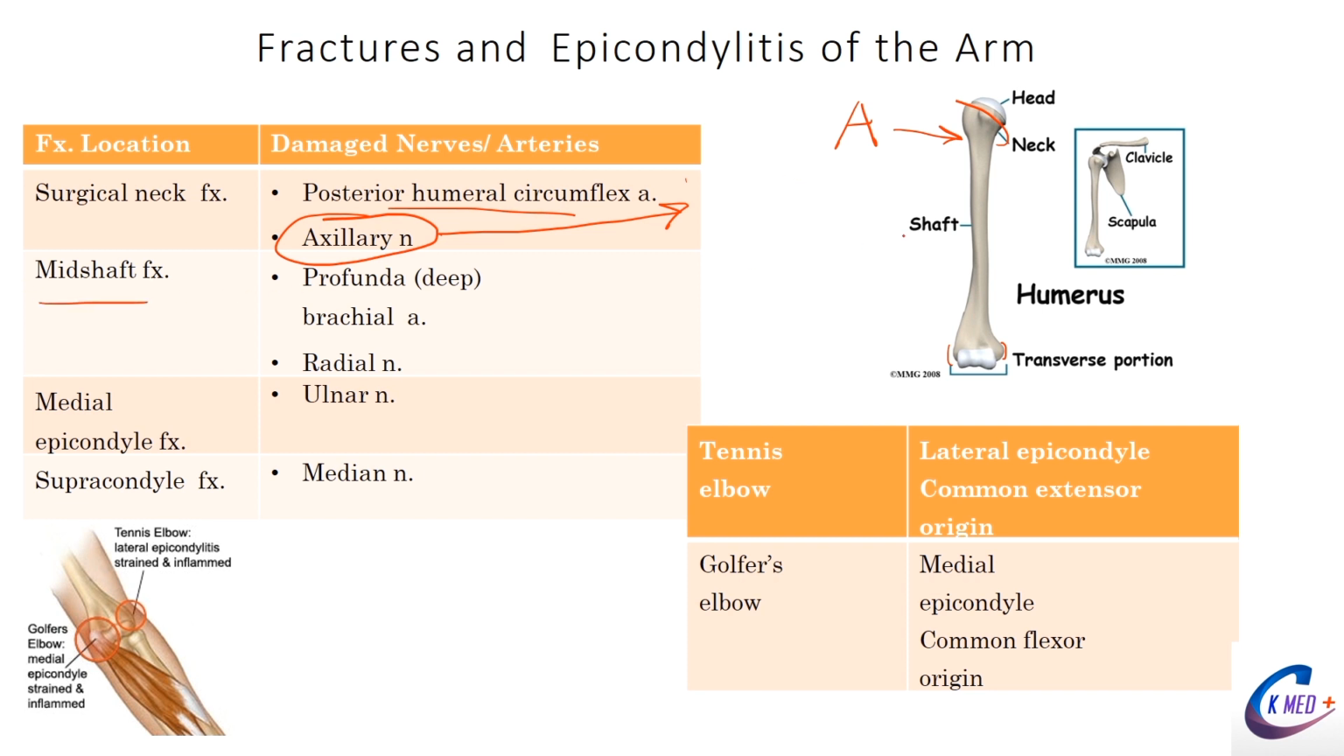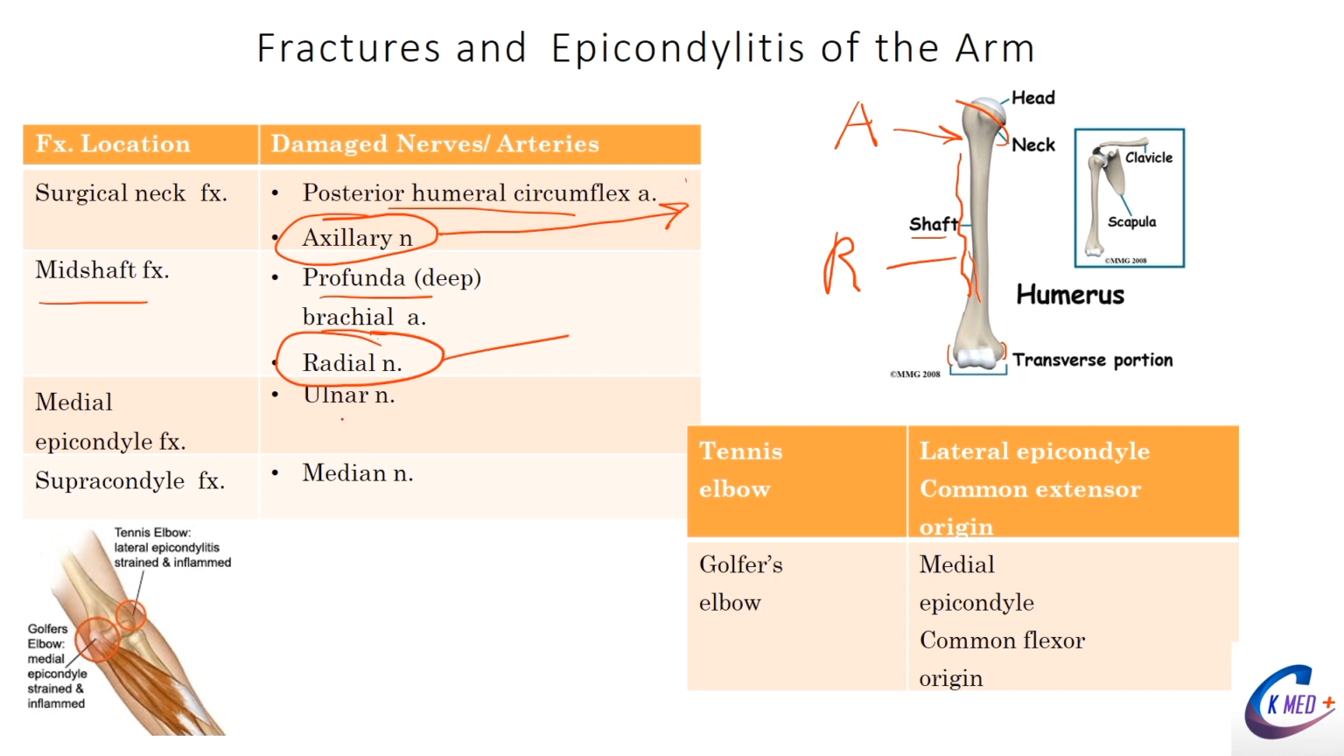If I have a mid-shaft fracture, right down here in the shaft, I'm going to be damaging the blood supply that comes deep, runs right along here, and then ends here, which is my profunda, or deep brachial artery. As far as nerves that are important here, there's a nerve that spirals right around this radial groove, and that's your radial nerve. So the nerve that's damaged here is my R for radial nerve.